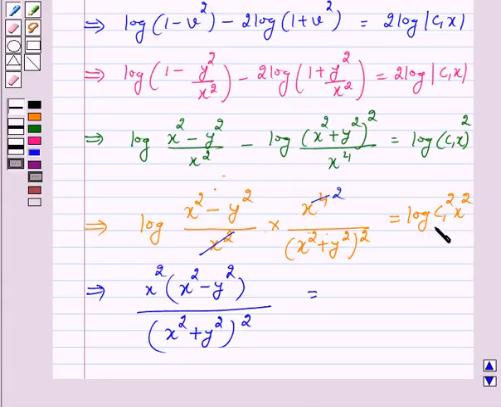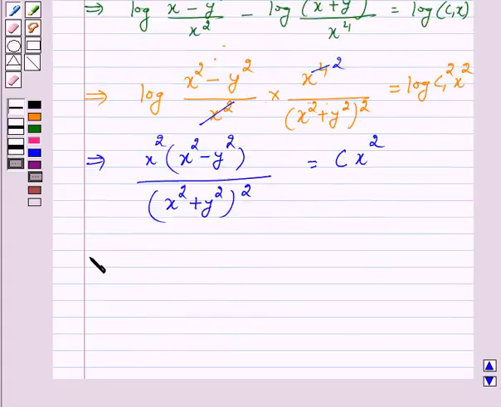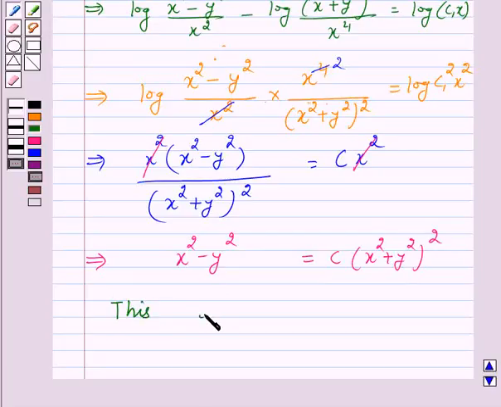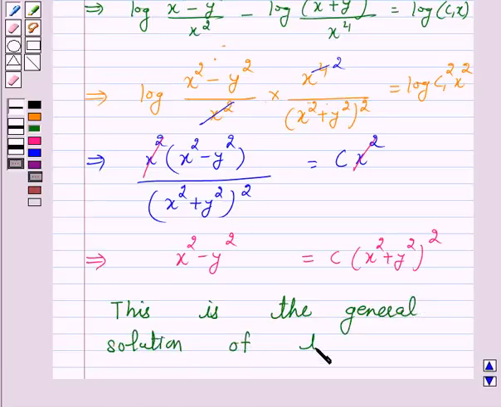Let us take c1 square as c. Again, this implies x square minus y square is equal to c into (x square plus y square) whole square. So this is the general solution of the given differential equation.